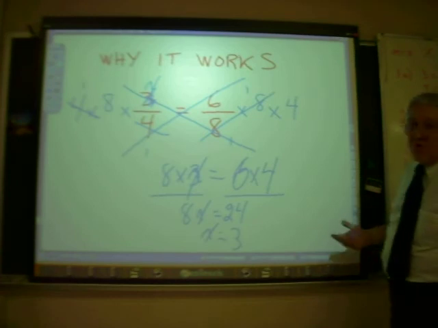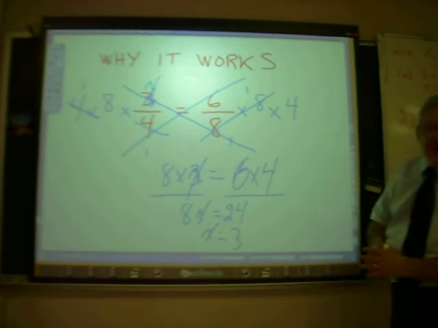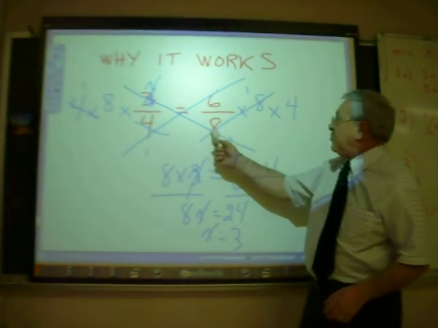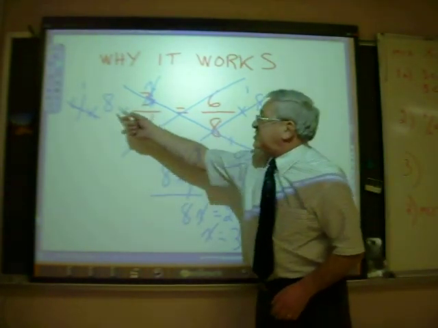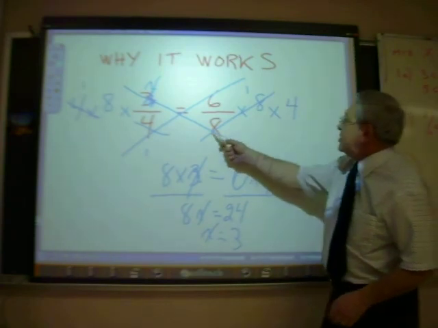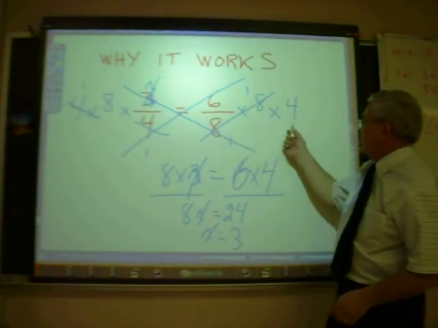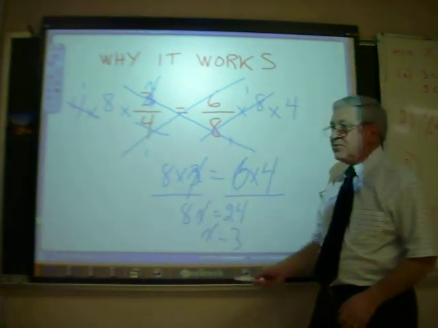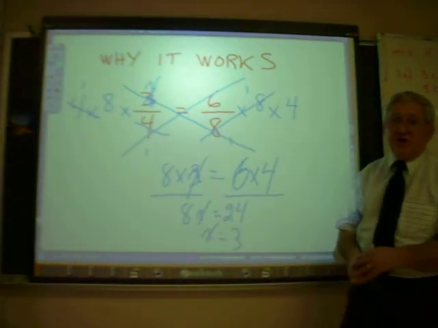And finally, why it works. Looks a little messy, doesn't it? It works because you can get rid of the denominators. You can multiply each side by 8, you can multiply each side by 4. When you do, the 8's cancel out here, you're left with 6 times 4. The 4's cancel out here, you're left with 8 times 3. That's why the cross multiplication works.